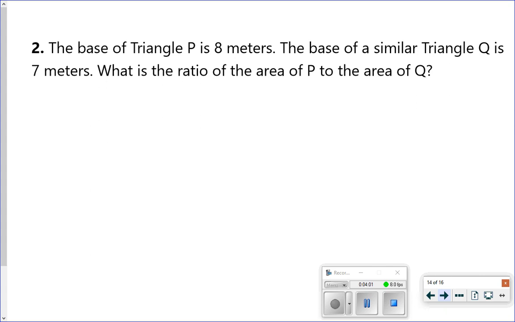Let's take a look at this next one. The base of triangle P is 8 meters. The base of a similar triangle Q is 7 meters. What is the ratio of the area of P to the area of Q? Pause the video and try this problem.